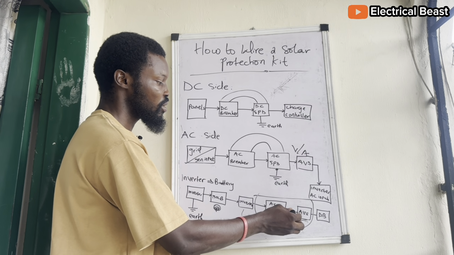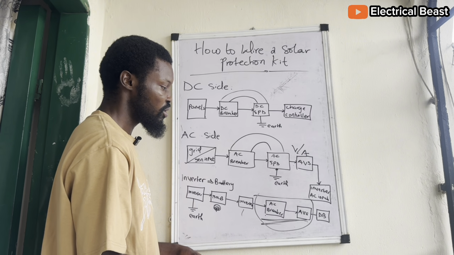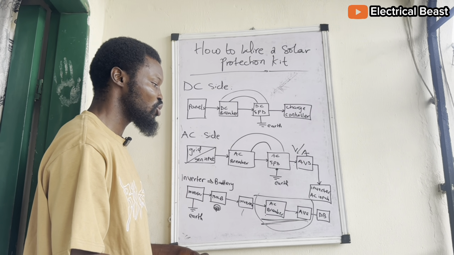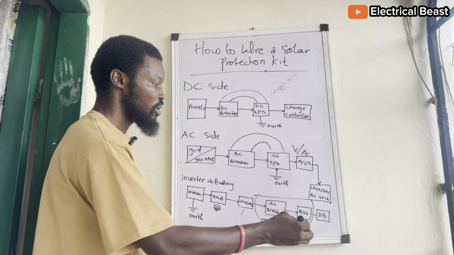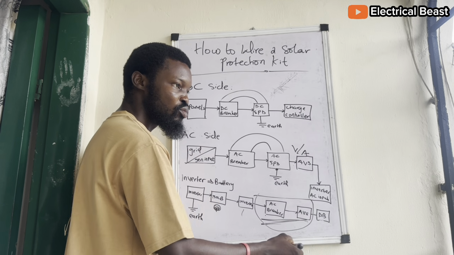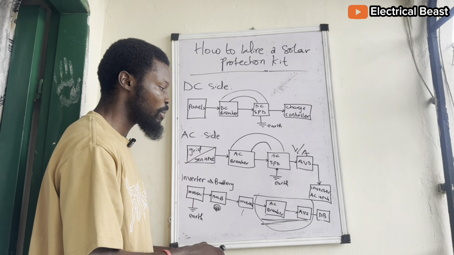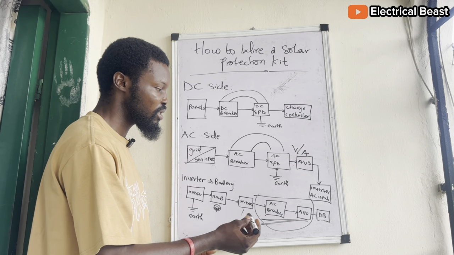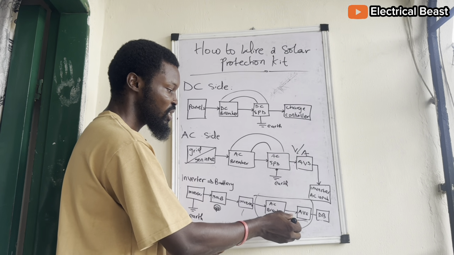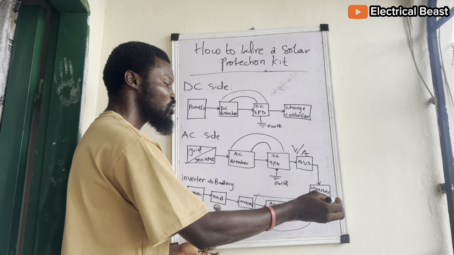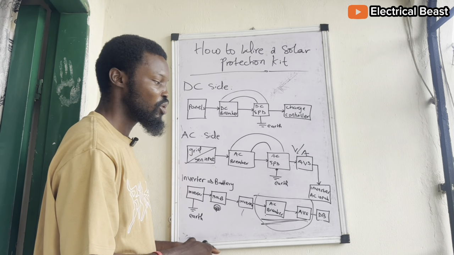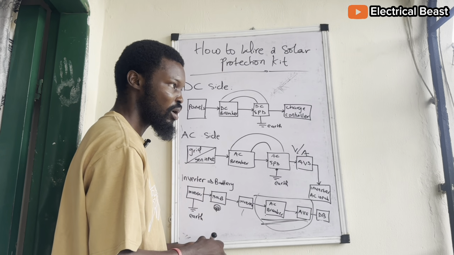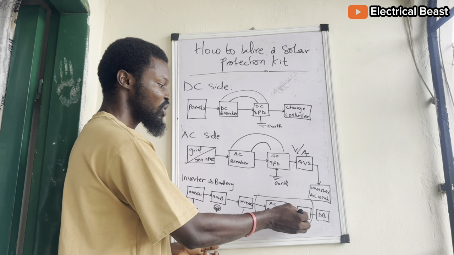Why is it important to connect an AVS? You don't want the load that you consume to exceed a particular power. So you can actually set the amount of power you want the inverter to supply to the load at a particular time. So if it exceeds that amount of power or voltage or current, the AVS will trip off.